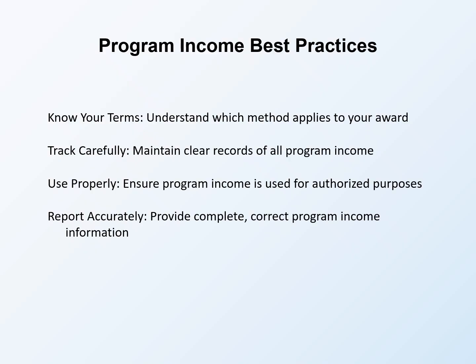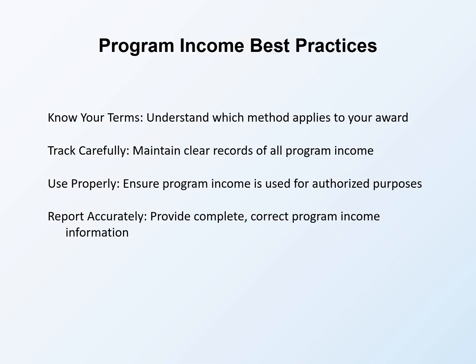Track carefully by maintaining clear records of all program income. Document what revenues were generated, from what activities, when they occurred, and how they were used. Good tracking supports accurate reporting and demonstrates compliance if questioned. Use properly by ensuring program income is used only for purposes authorized by the award. Apply the same cost principles to program income expenditures as to grant fund expenditures. Do not treat program income as unrestricted revenue available for any purpose.